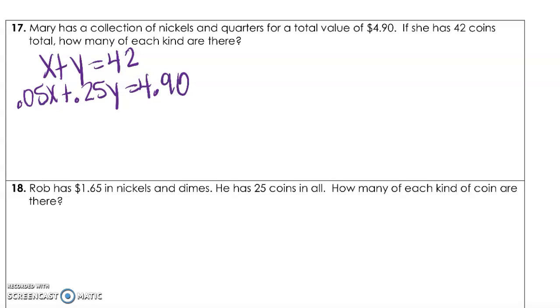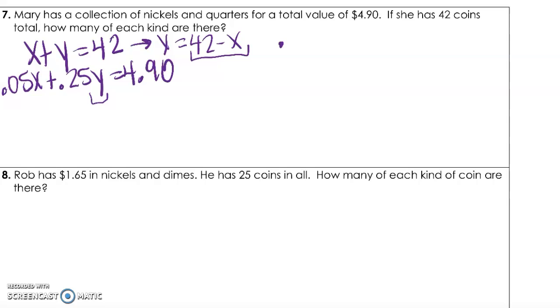So again, you can always choose whether you would substitute or eliminate. I personally like to eliminate. For this one, I will go ahead and do substitution so you can see both ways. So I'm going to solve this for y. Y equals 42 minus x. You could have also solved it for x. So that needs to go in place of this y. So I have 0.05x plus 0.25 times 42 minus x is equal to 4.90.